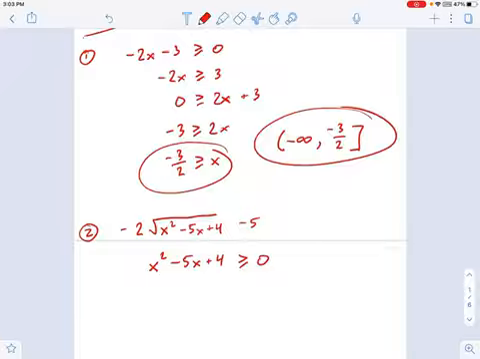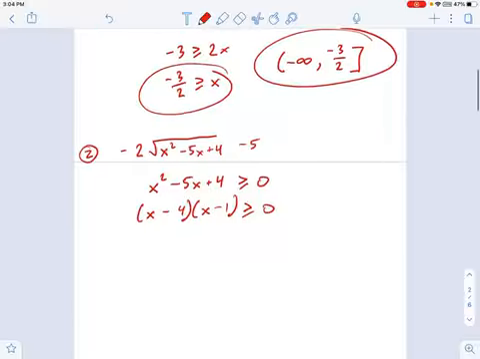So how do we figure out where x squared minus 5x plus 4 is greater than or equal to 0? Well, if you remember from class, we just finished talking about polynomial inequalities. So this is perfect timing. If I factor this, I get x minus 4 times x minus 1 is greater than or equal to 0. Now you can draw a graph, or you can solve it using a sign chart. I prefer the sign chart myself.